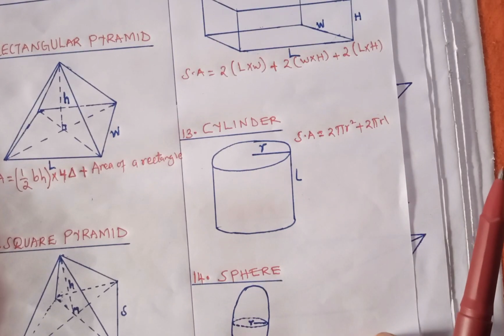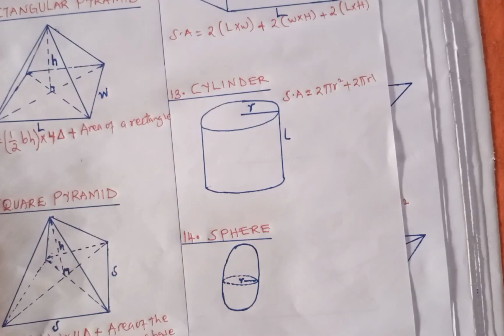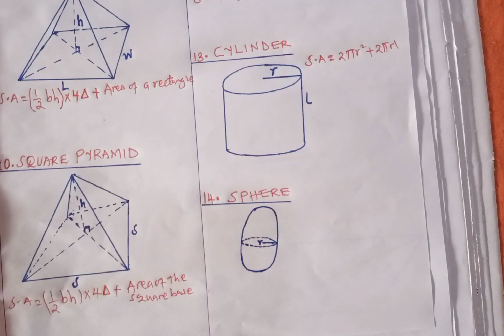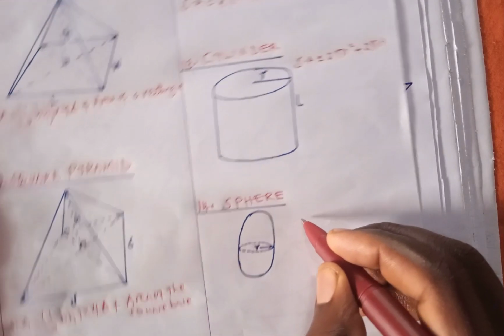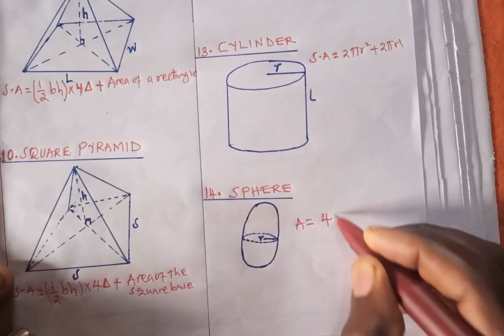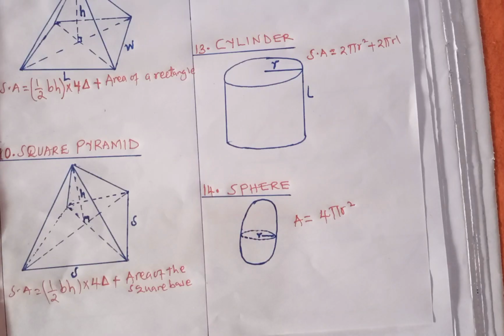The next one is the sphere. This is the sphere that we have. So for the sphere, we want to say that the area of this sphere is going to be 4 pi r squared. 4 pi r squared is the formula that we can use to work out the area of the sphere.